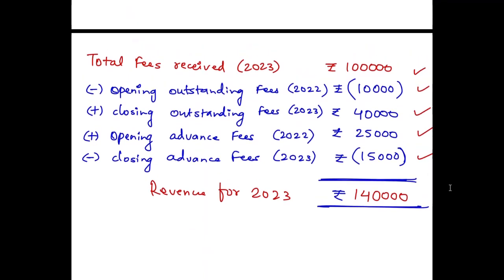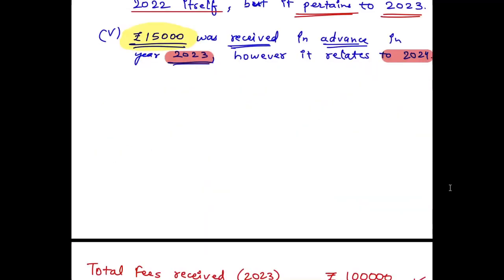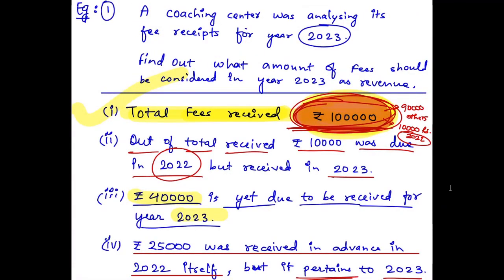So what was my first adjustment? First adjustment was the fees given, that is total 1 lakh rupees. So we have started our question with this point, that is 1 lakh rupees is the fees received in 2023. Now what we did in the second part, out of the total received, 10,000 was due in 2022 but received in 2023. So as this 10,000 does not belong to 2023, I have reduced it. I have done a minus with it. So second point is deducted. Why is it deducted? Because it pertains to 2022 and not 2023.